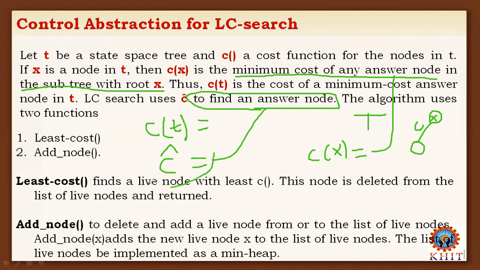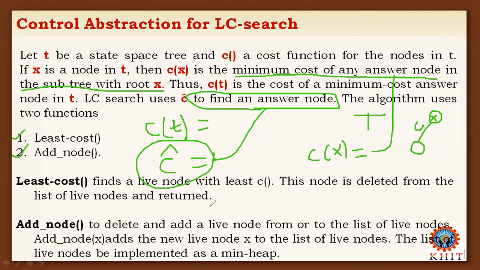C cap is used to find the answer node. The algorithm uses two algorithms we can use while writing the control abstraction of LC search. First one is add a node. If you want to add a node, what is the procedure? Find the least cost in each and every iteration. If you want to find the least cost, find a live node with the least cost. This node is deleted from the list of live nodes and returned.